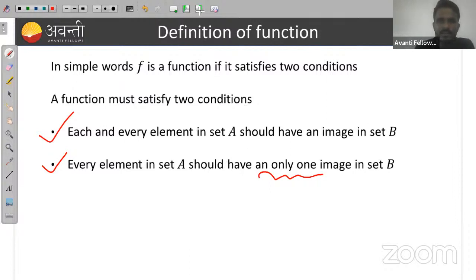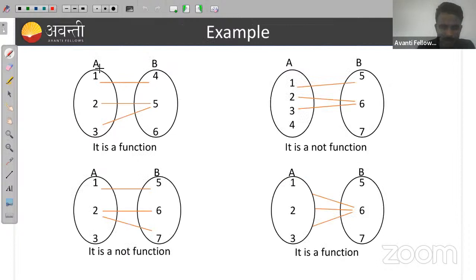So we'll see some examples. In this example, the relation between A and B is explained with a Venn diagram. 1 is related to 4, 2 is related to 5, 3 is related to 5. So every element of A is related to some element of B. You can see that 2 and 3 are different elements related to the same 5. Every element of A is related to some element, and that's why it's a function.